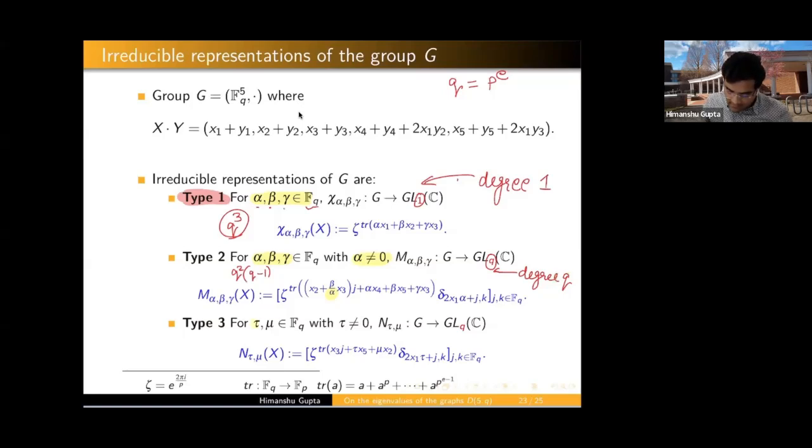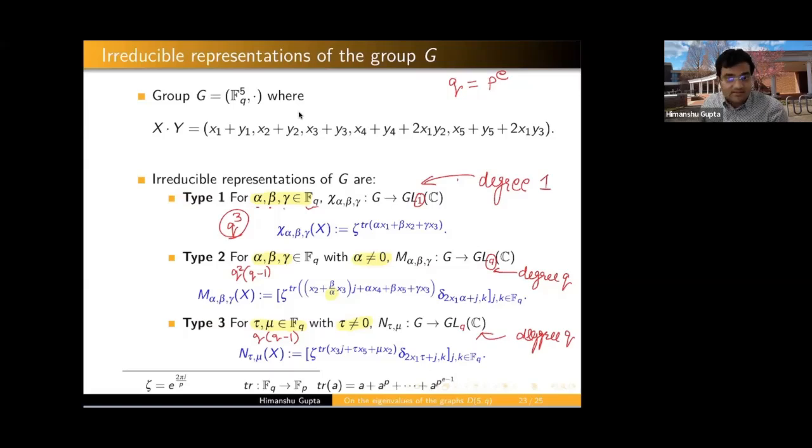Similarly, we have the third type, tau and mu over Fq. I want tau to be non-zero. How many of this type? q times q minus 1. And this is also of degree q. This is a q cross q matrix whose expression is given like this. So these are the 3 types of irreducible representations of this group.